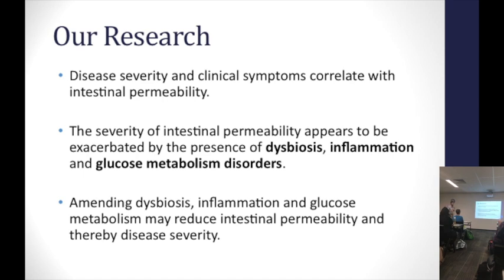Okay, our research in our review also suggests that disease severity and clinical symptoms will correlate with intestinal permeability, and that the severity of intestinal permeability appears to be exacerbated when there is dysbiosis, inflammation, and a glucose metabolism disorder such as diabetes. So it raises the question: if we correct dysbiosis, inflammation, and glucose metabolism, would that correspond with an improvement in intestinal permeability, and then onwards to the disease itself?